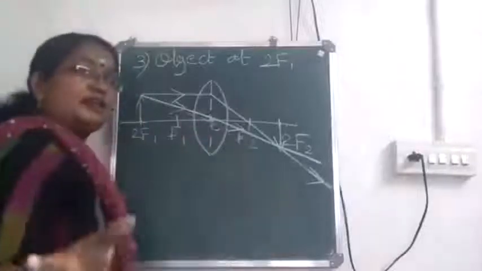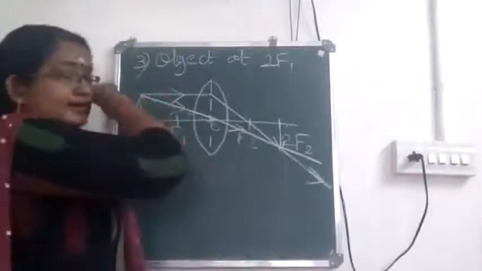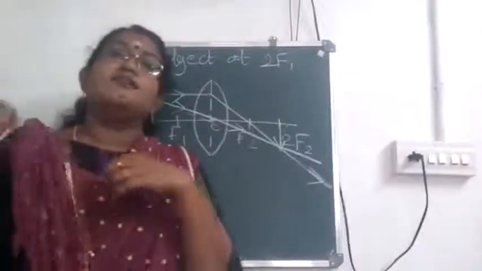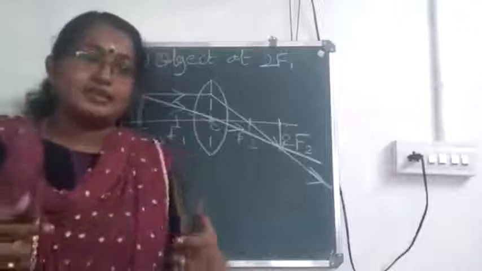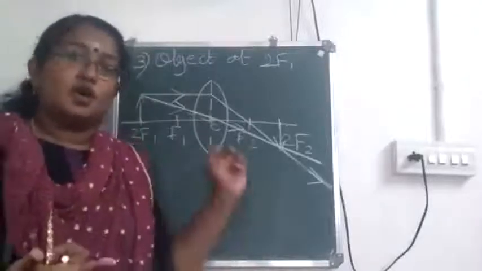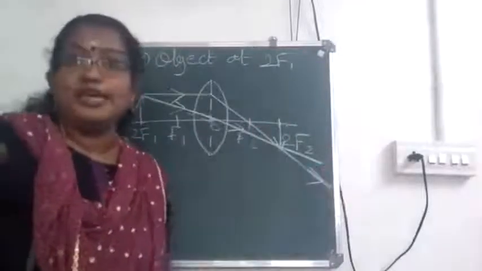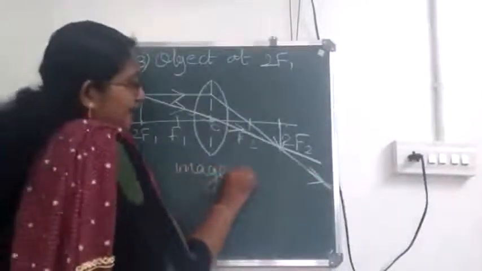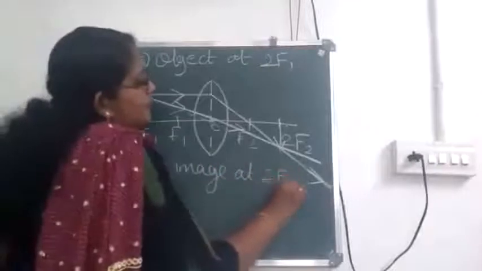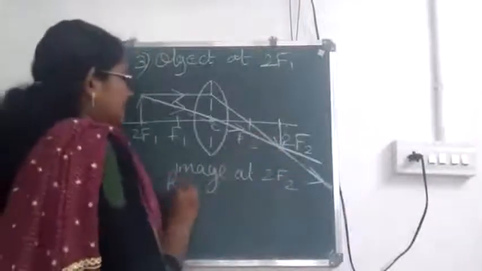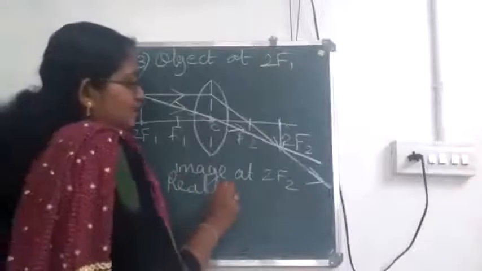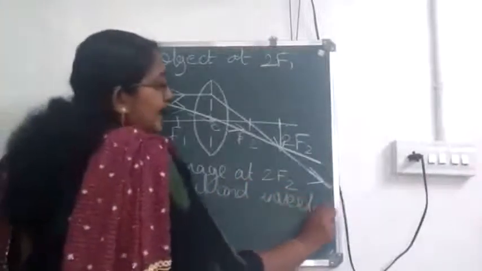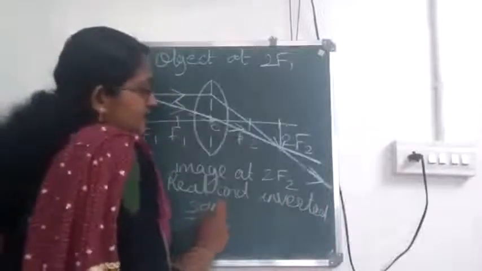So since you are having the ruled paper, you can easily understand the size. No need to do the measurement. Directly you will get it. If you take the width of two lines as the height of the object, that same height should be there for the image. So what all things will we write? Image at 2F2. Here also the rays are meeting after refraction. So that means it is real and inverted. And about the size, it is same size.